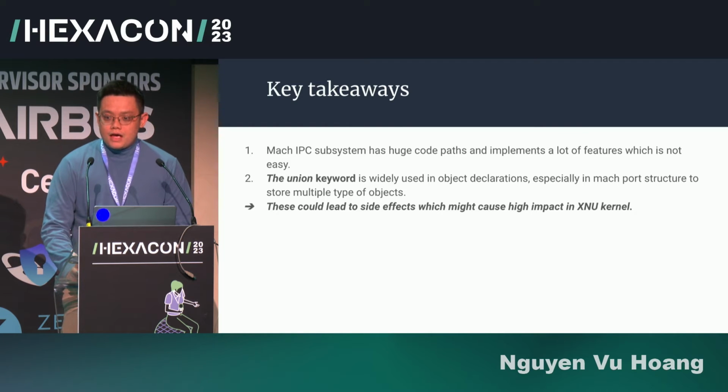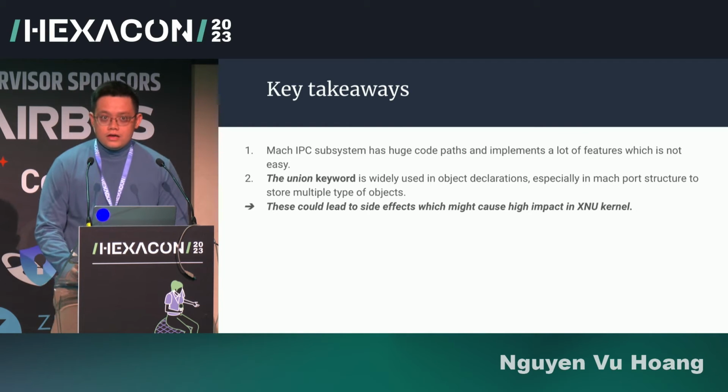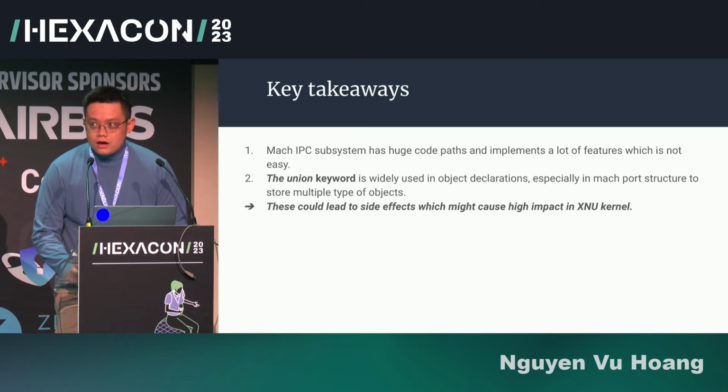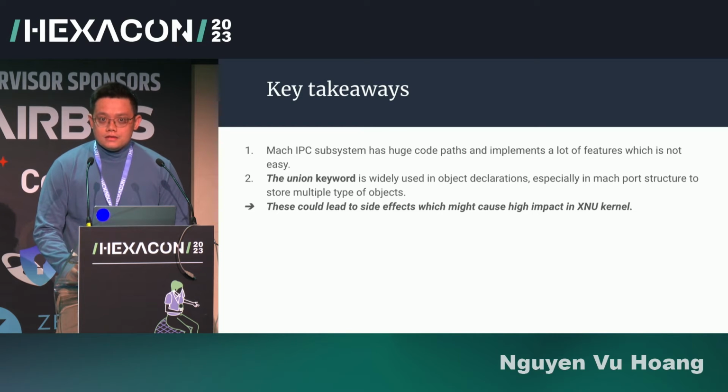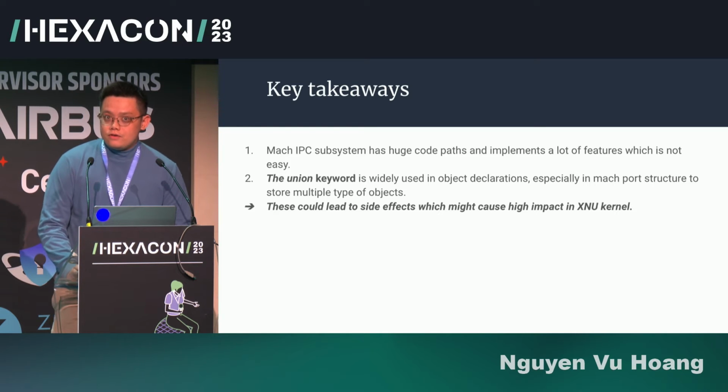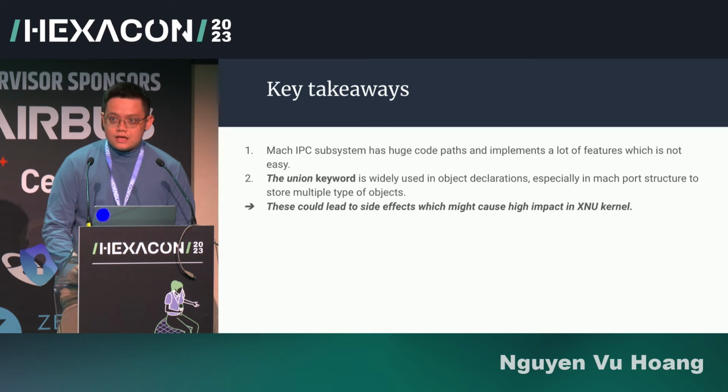And here is the key takeaway from this part. Firstly, the Mach IPC subsystem has a very huge code path and implements a lot of features which are not easy. And secondly, they use a lot of union keywords in their Mach port structure to store multiple types of objects. Therefore, it could lead to side effects which cause a very high impact in the XNU kernel.